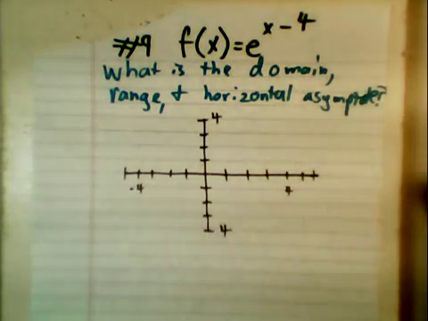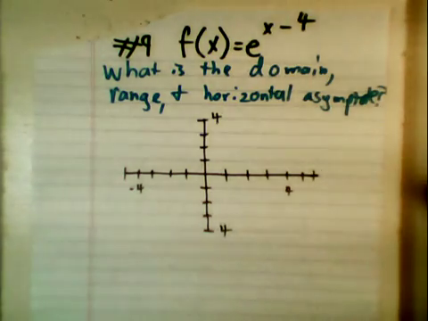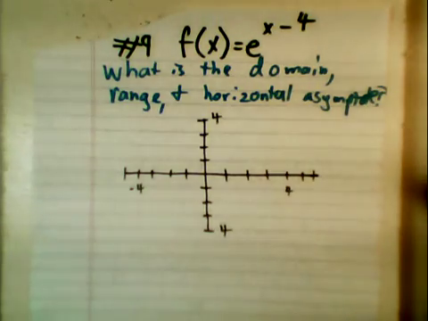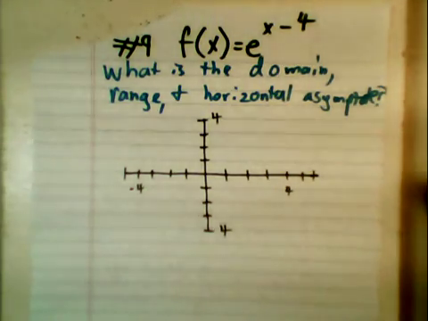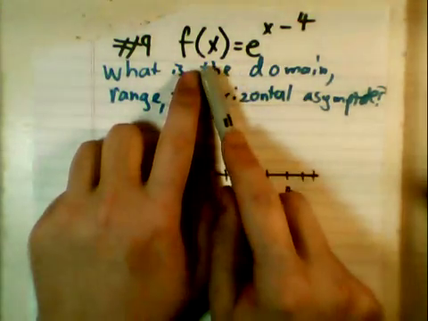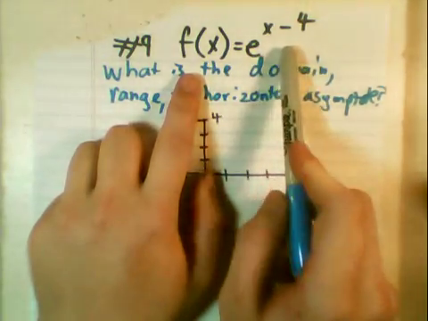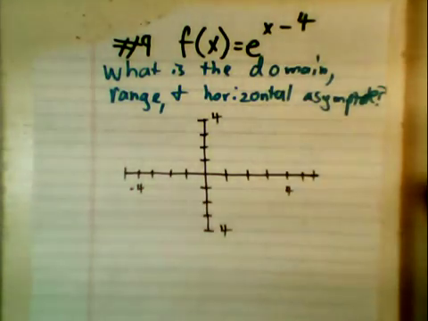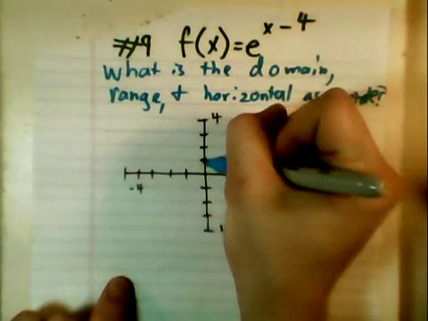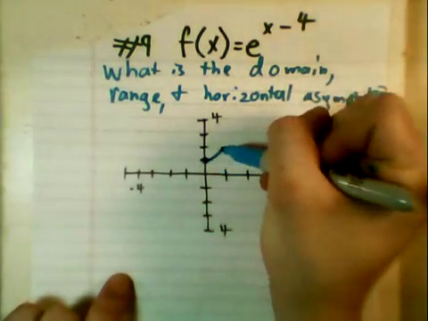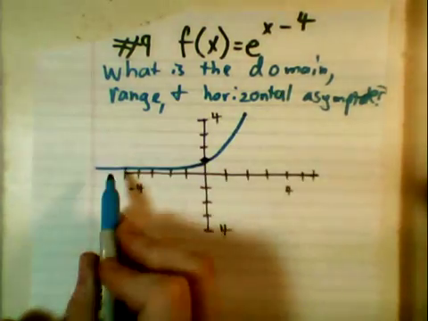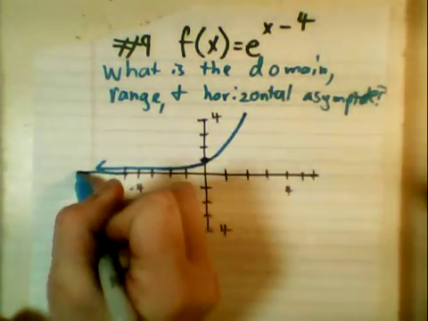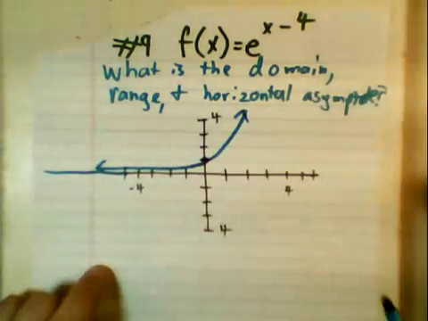On problem number 9, it says to use transformations to identify the graph of a given function, then determine its domain, range, and horizontal asymptote. So in this example, our function is e to the x minus 4. Let's recall what e to the x looks like. It crosses at (0, 1), it goes up and it goes down, and has a horizontal asymptote at y equals 0. So it never touches this line right there, and just continues going up.